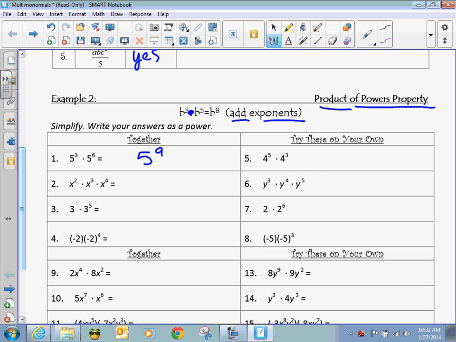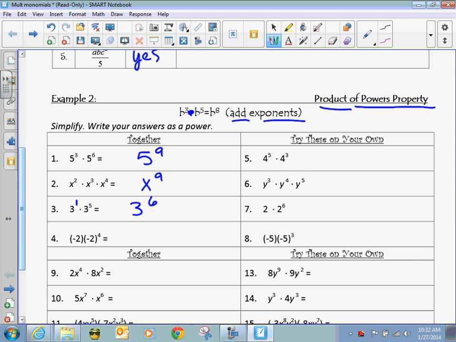x to the 2nd times x to the 3rd times x to the 4th. Again, we're just going to put x down, add 2 and 3 and 4, and we'll put another 9. 3 times 3 to the 5th. This is where you might make a mistake. But what we need to remember is that 3 has an understood exponent of 1. So 1 plus 5 is going to be 6, because 3 to the 1st power is just plain old 3. So we need to understand that if it's just a constant without an exponent, its exponent is 1.